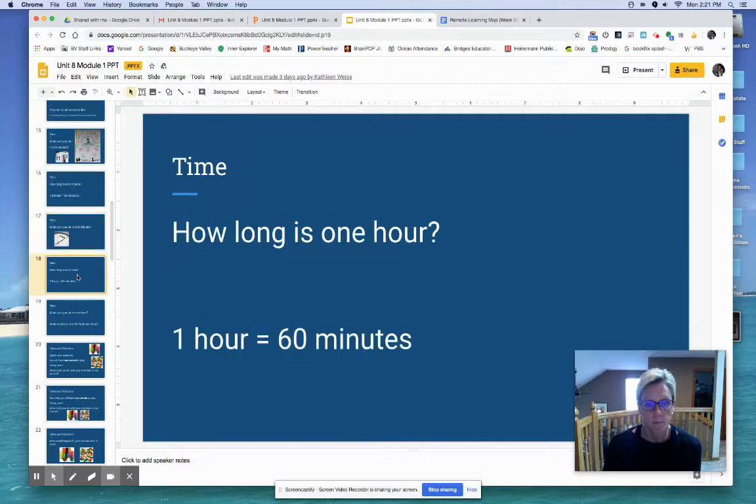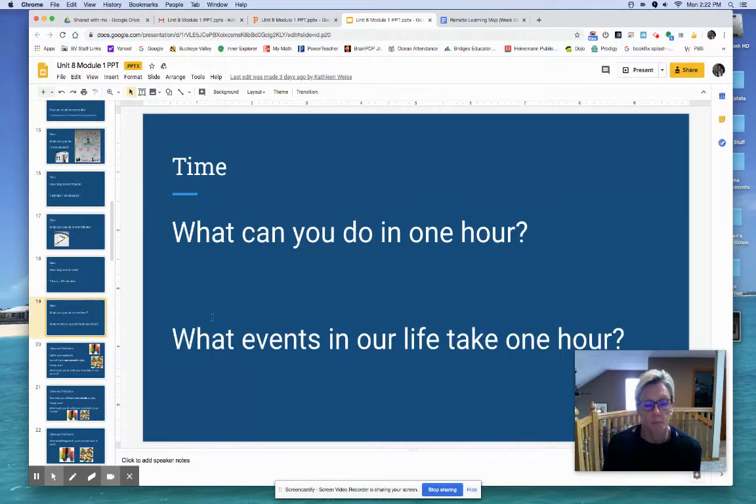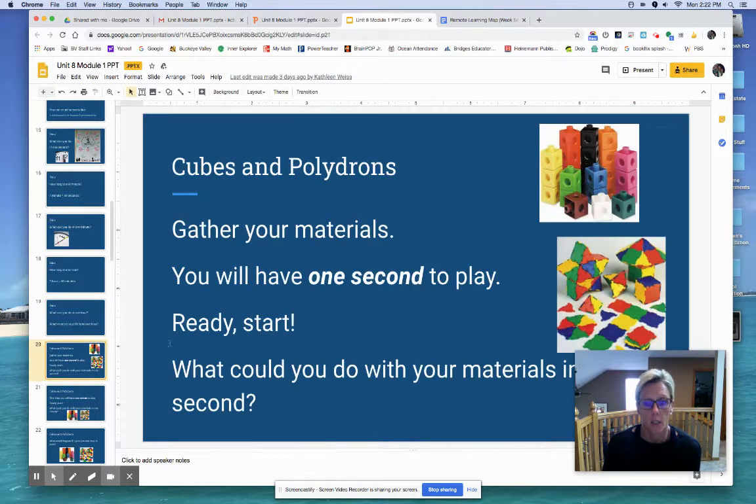And then how long is 1 hour? 1 hour equals 60 minutes. So maybe your favorite show is 1 hour. Maybe it takes 1 hour to get to Grandma or Grandpa's house. See if you can come up with some other ideas. Mom or Dad might need to help you with that one. There it is again. What events in your life take 1 hour?